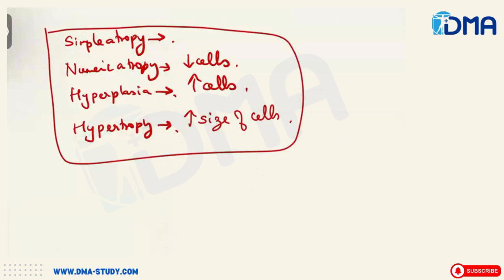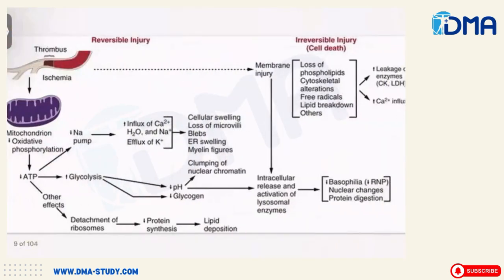What are the irreversible cell injuries that you know of? Apoptosis and necrosis. Exactly. Irreversible is apoptosis and necrosis. Okay. See, in case of a reversible injury, things can get back to normal. But in case of an irreversible injury, there will be loss of phospholipids, cytoskeleton is lost, free radicals are increased, lipid breakdown happens. All these things lead to an increase in calcium influx, thereby leading to the further breakdown of the proteins inside the nucleus, thereby degrading the cell.